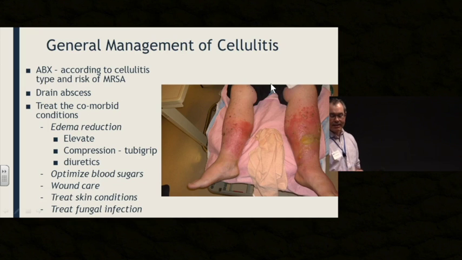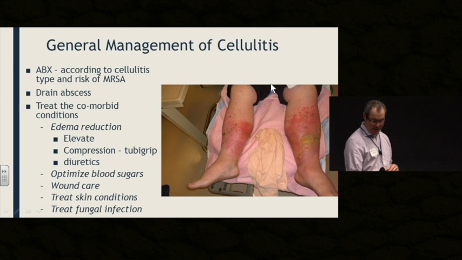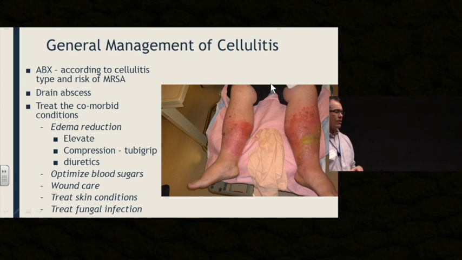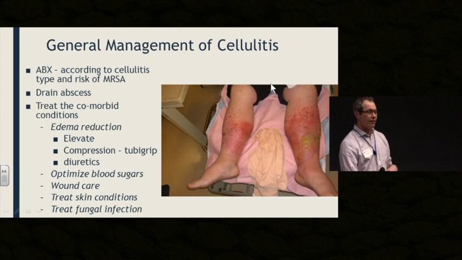Do everything else that needs to be done: optimize their blood sugars, do the wound care, treat skin conditions like stasis dermatitis, treat fungal infection. It's amazing how many people have tinea pedis, with the typical maceration and wet web spaces, and that should be treated. It's been shown that if you swab those, many of those patients are colonized with staph and strep in the web spaces. I also see patients that just have diffuse fungal infection of their foot with dry, scaly feet.